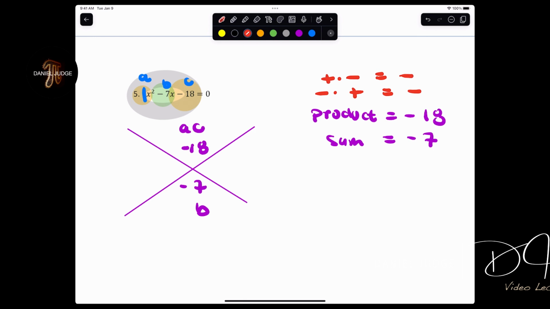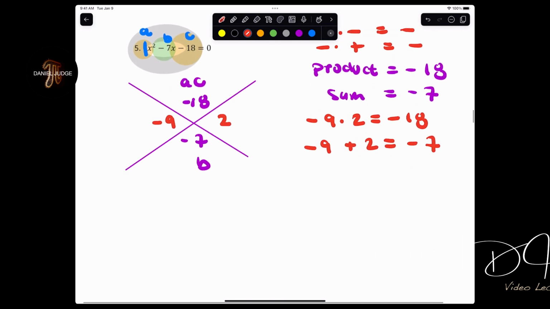So two numbers multiplied together is negative 18. It looks like it's going to be negative 9 times positive 2. Let's double check. Negative 9 times positive 2 is negative 18. And then negative 9 plus 2 is negative 7. Those are the numbers. That's what we need.